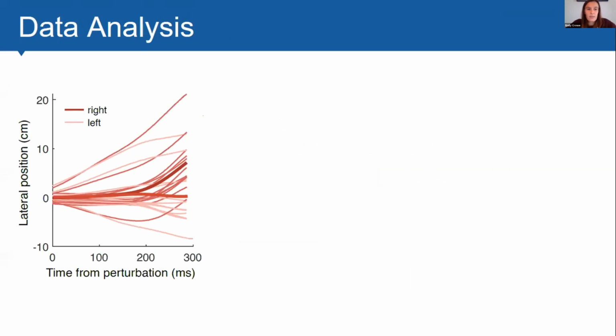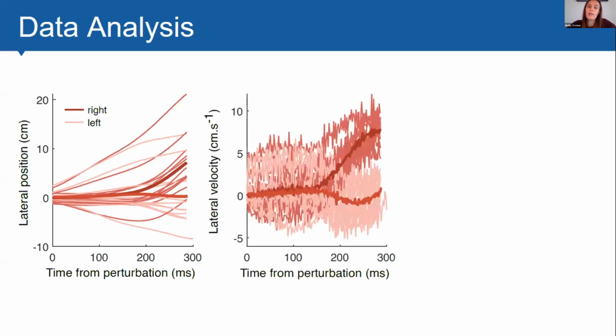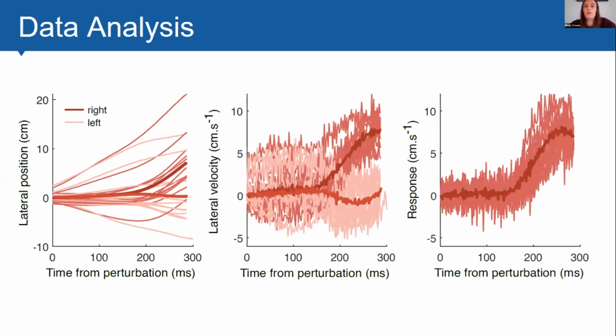For each participant, we first take the average lateral position of the finger from the time of the abrupt background motion. For each participant, this gives us an average rightward response and an average leftward response, which you can see plotted here for individuals, and the thicker lines show the average across all participants. We then convert this into a velocity, and the final step is we use this to quantify what we call a response.